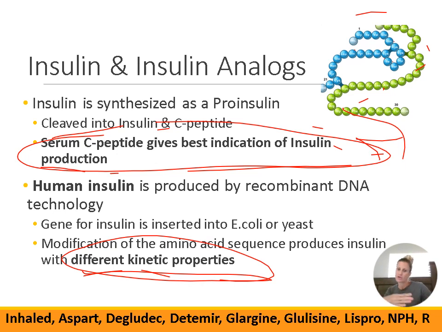So by altering amino acids in that sequence and then inserting that new gene into the E. coli, that E. coli or that yeast then starts producing this other product for us that's a little bit different. Looking at the bottom, you can see all the different types of insulin that we have. There is inhaled insulin, which is generally not recommended, but I'll talk to you guys about that a little bit. The rest of these are injected. The insulins are generally injected into the subcutaneous tissue. Everything from insulin aspart, degludec, detemir, glargine, etc. And NPH.